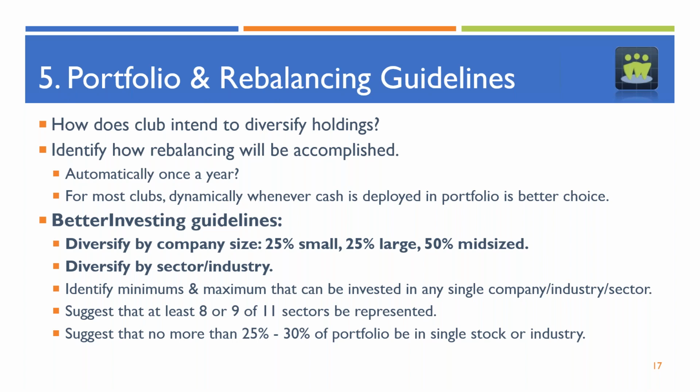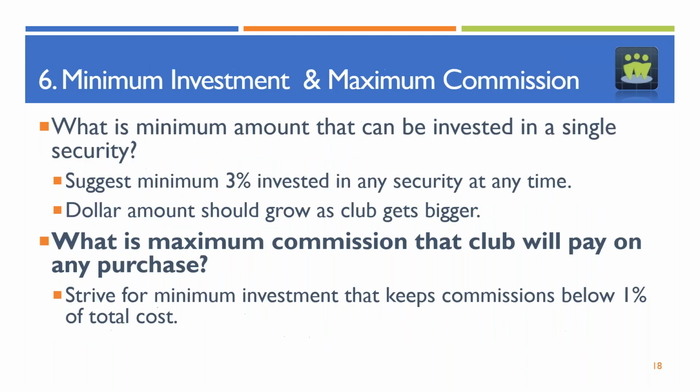I think it's important to have these kinds of guidelines. It really helps drive portfolio decision making when you're looking at new investments that you can make. Related to that, you should answer the question, what's the minimum amount that can be invested in a single security? What's the minimum holding that you intend to have in any single stock? My minimum is 3%. If a stock isn't at least 3% of your total portfolio, it's not worth the time and trouble of following that stock and managing that stock within the portfolio to make it worthwhile.